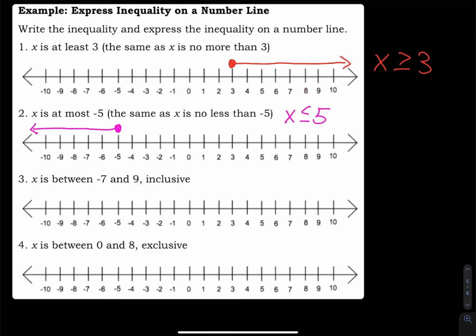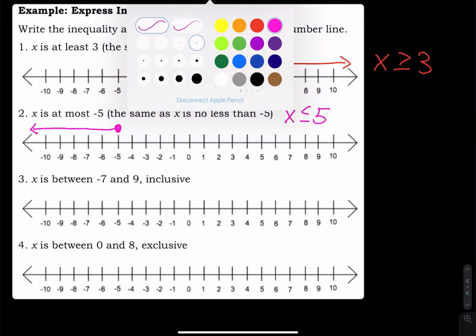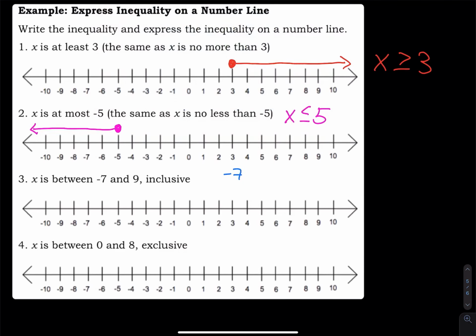And then between negative 7 and 9 inclusive. This is negative 7, this is 9, including both, so we have this right here. That will be x or n between negative 7 and 9. And then between 0 and 8 exclusive. We have a 0 right here, we have an 8 right there, and then exclusive. How do you express exclusive? It must be 0 less than n, or less than x, and then less than 8.